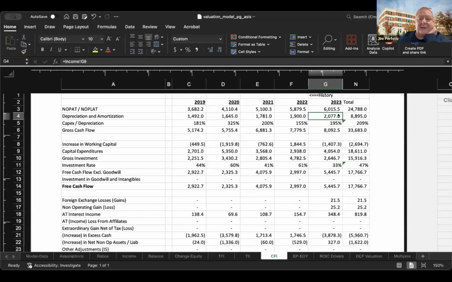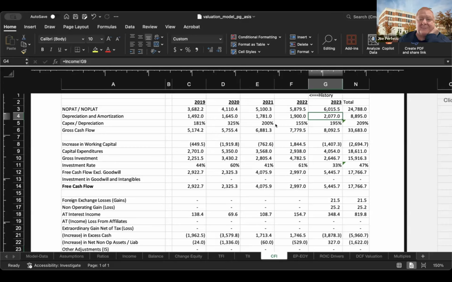Okay. Now, here's what's going to be different. We don't just worry about the totals. Now we're caring about the individual years, and we're looking for patterns, right? So pattern number 1, the NOPAT continued to grow every single year from 3.7 billion to 6 billion over that 5-year period of time. Okay.